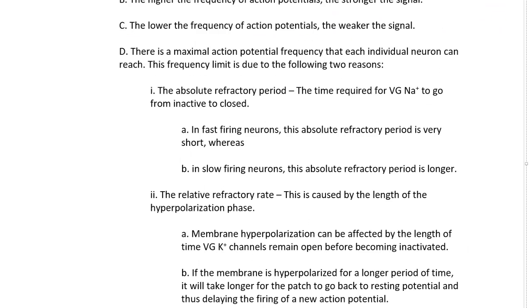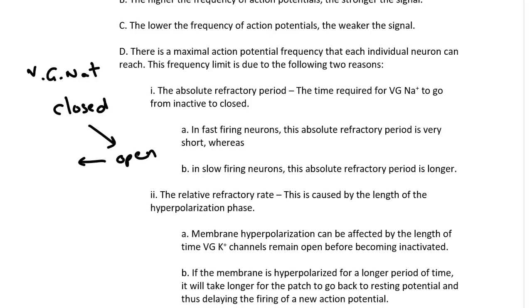The absolute refractory period is the time required for voltage-gated sodium channels to go from inactive to closed. In fast-firing neurons, this absolute refractory period is very short, whereas in slow-firing neurons, it is longer. Remember that our voltage-gated sodium channels go from closed to open to inactive, back to closed.